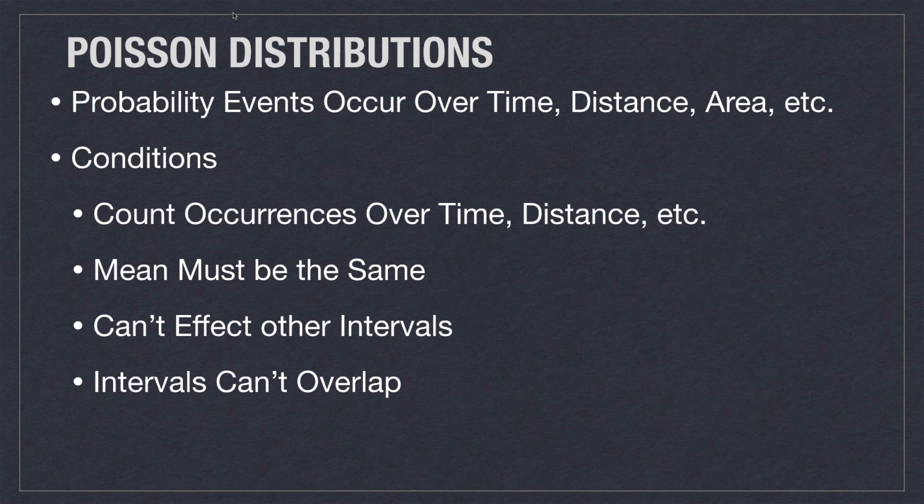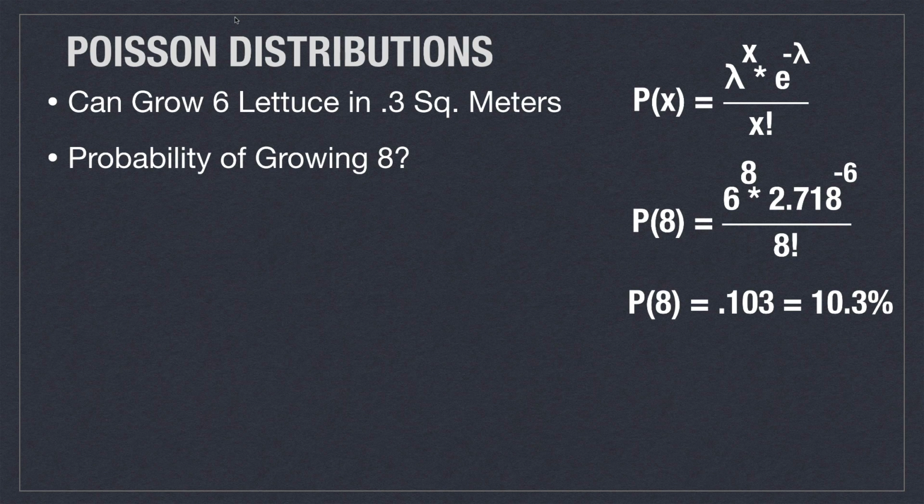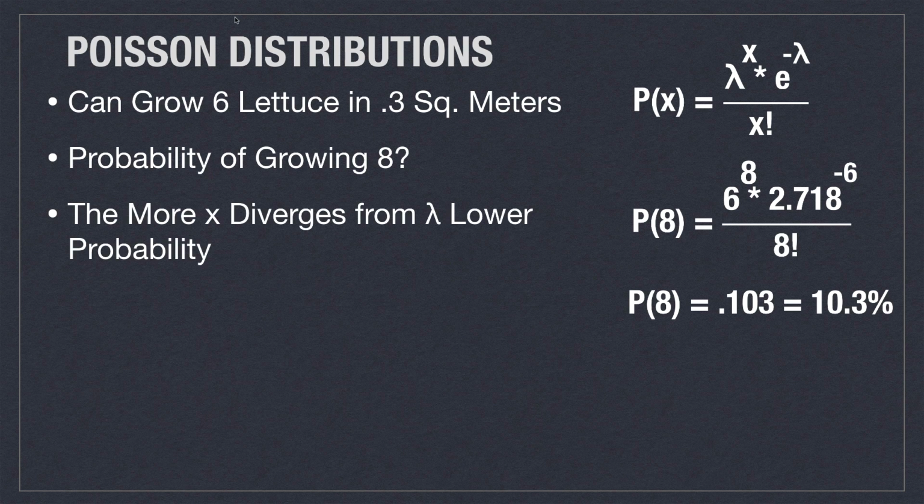The count occurrences over an interval can't depend on other intervals, and intervals can't overlap. In this example, if we can grow 6 heads of lettuce in 0.3 square meters, what is the probability we can grow 8? Now, lambda is going to be equal to 6, and if I plug in my values, I get 0.103 or 10.3%. And as you can see, the more x diverges from lambda, the lower the probability.